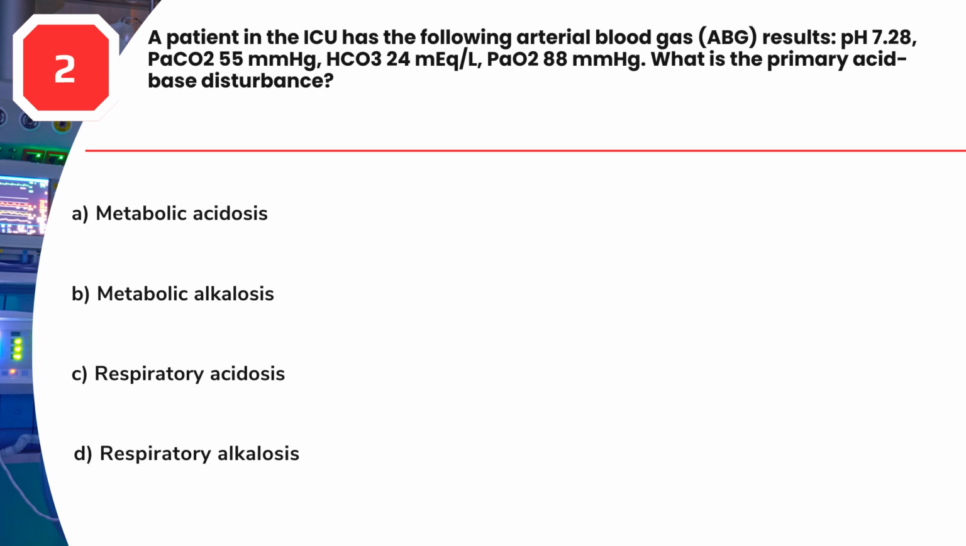Question 2. A patient in the ICU has the following arterial blood gas, ABG, results: pH 7.28, PaCO2 55 mm of mercury, HCO3 24 milliequivalent/L, PaO2 88 mm of mercury. What is the primary acid-base disturbance? A. Metabolic acidosis. B. Metabolic alkalosis. C. Respiratory acidosis. D. Respiratory alkalosis.